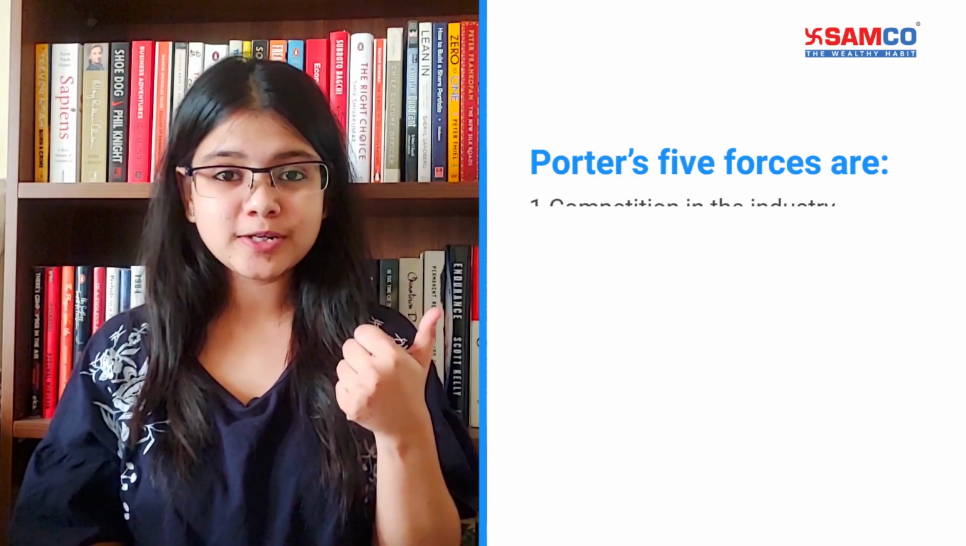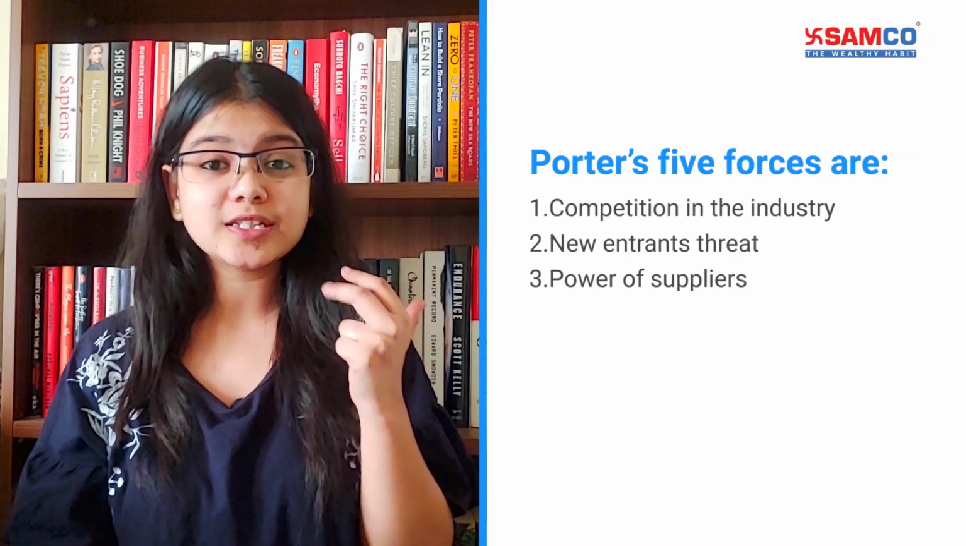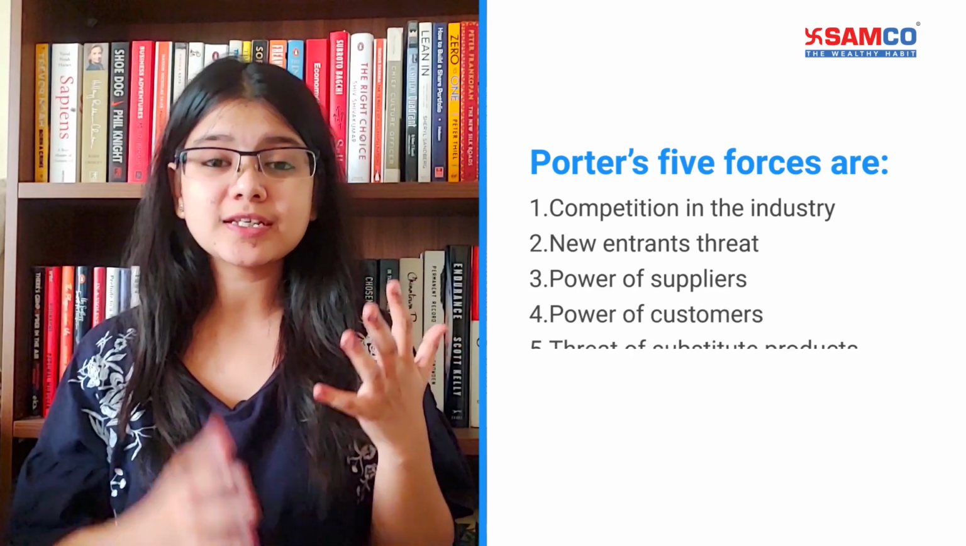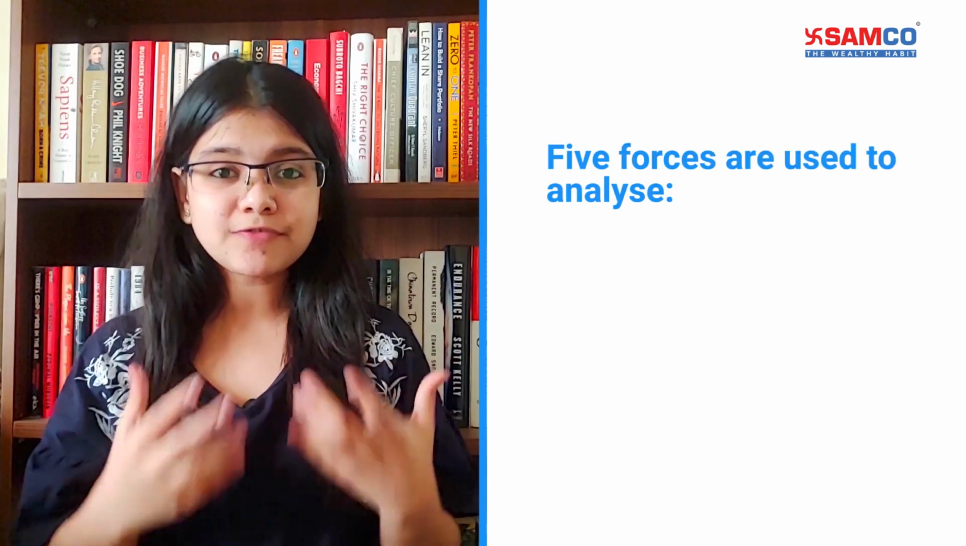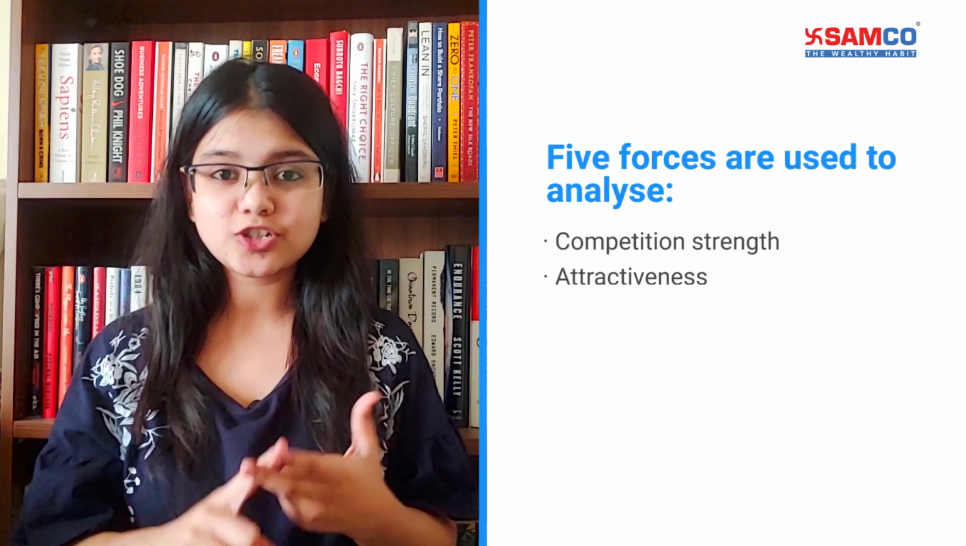Porter's five forces are used to analyze a company and an industry as a whole. The five forces are competition in the industry, the threat of new entrants, the power of suppliers, the power of customers, and the threat of substitute products. This model is named after Michael Porter, a Harvard professor. It was first mentioned in his book Competitive Strategy in 1980, and even after 40 years of it being published, it still stays relevant. These five forces are frequently used to analyze a competition's strength, attractiveness, and profitability. In this video ahead, we are going to understand these five forces in detail and how you can use it while doing your own analysis.